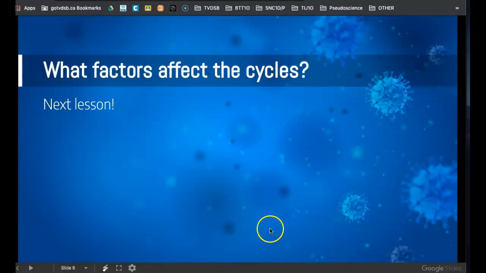So what other factors could affect these cycles? What other things can happen naturally or that we do can affect how those cycles work? Well, that'll be the next lesson.